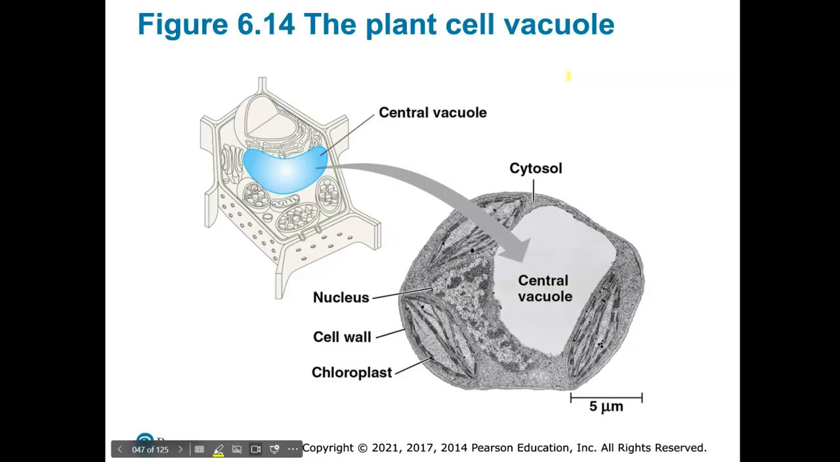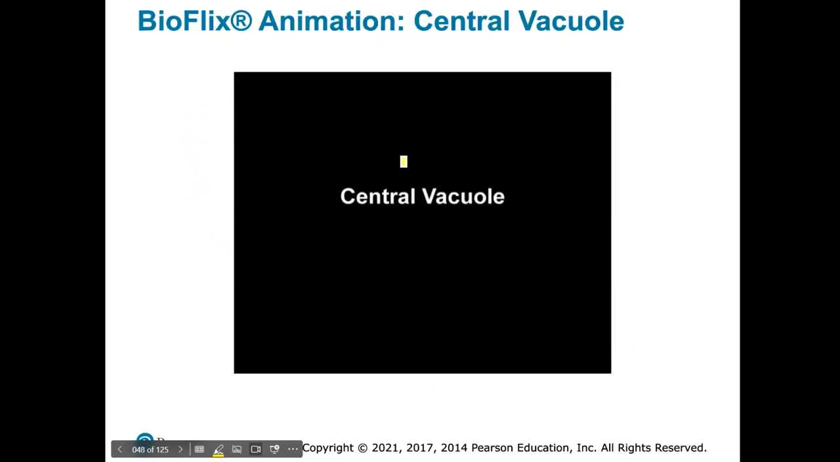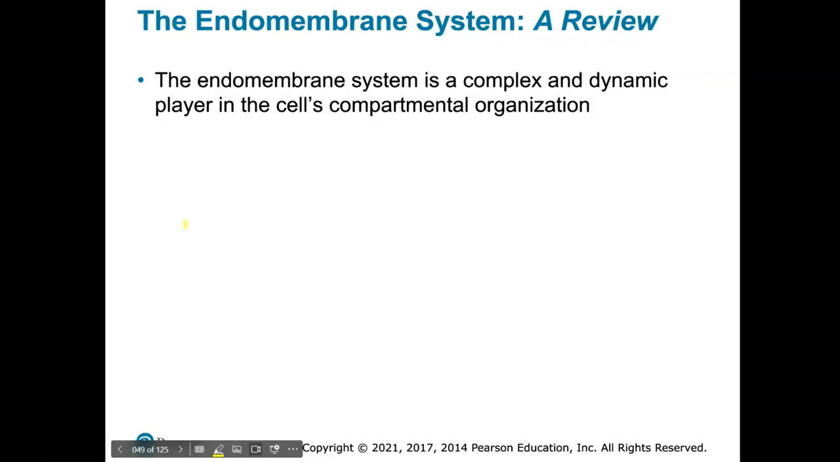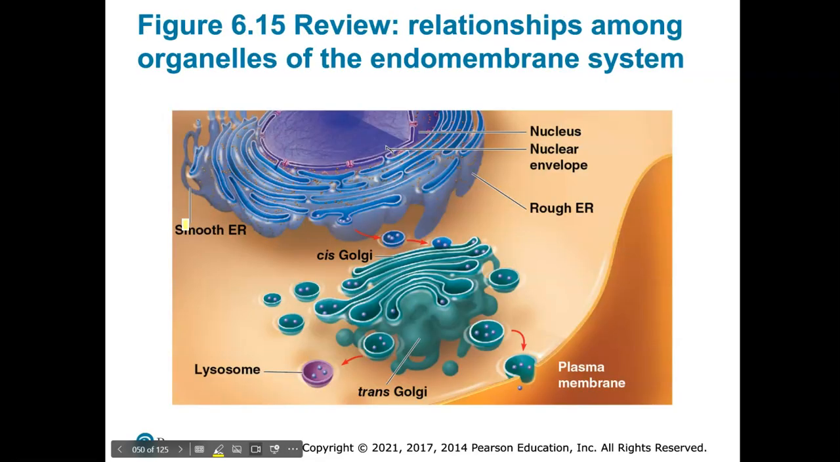Okay, so this is a picture of the central vacuole inside of a plant cell. A plant cell is going to have three structures, by the way, that are different from animal cells. It'll have a central vacuole for storing water that you don't see in animal cells. It'll have a cell wall on the outside, and then it will have chloroplasts, and animal cells don't have those. There is an animation on the central vacuole, slide 48, and then a review of the endomembrane system.